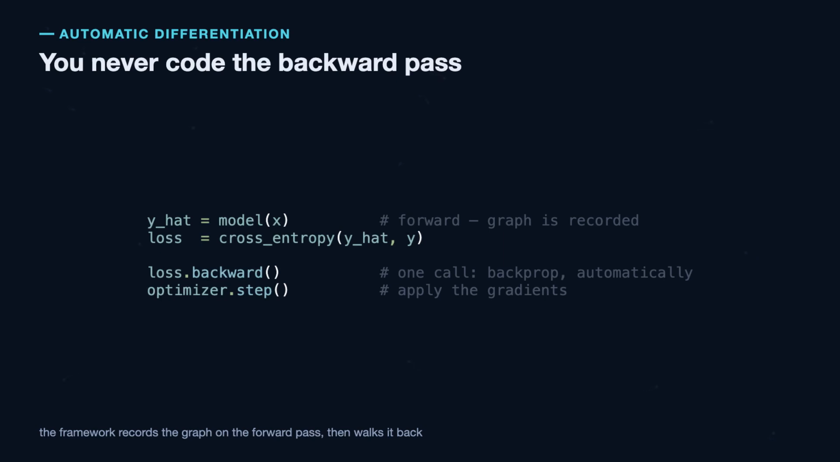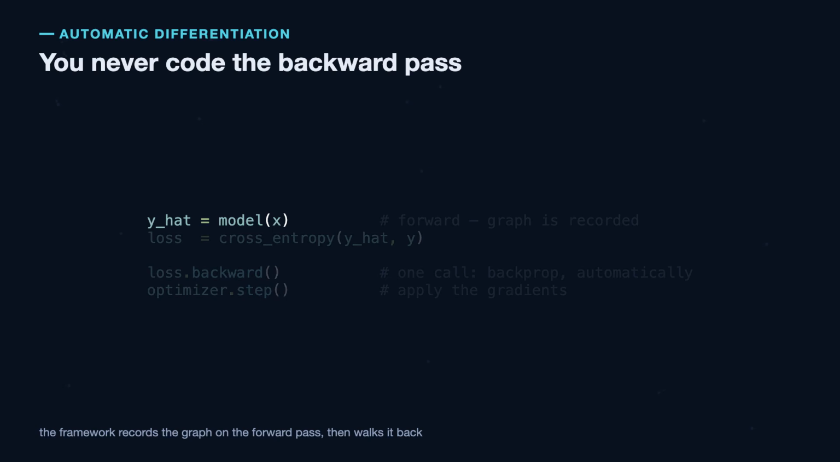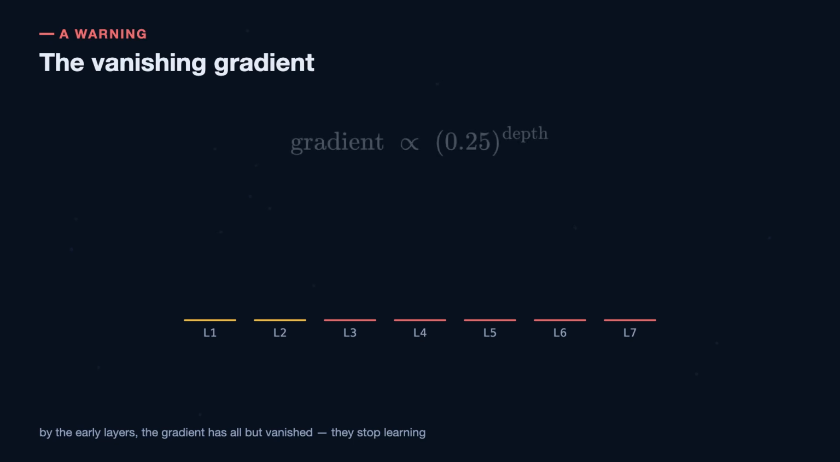Modern frameworks record every operation as you run the forward pass, quietly building the computational graph for you. Then a single command walks that graph backward, applying the chain rule at every node automatically. This is called automatic differentiation. You write only the forward computation, the part you actually care about, and the entire gradient comes back for free.